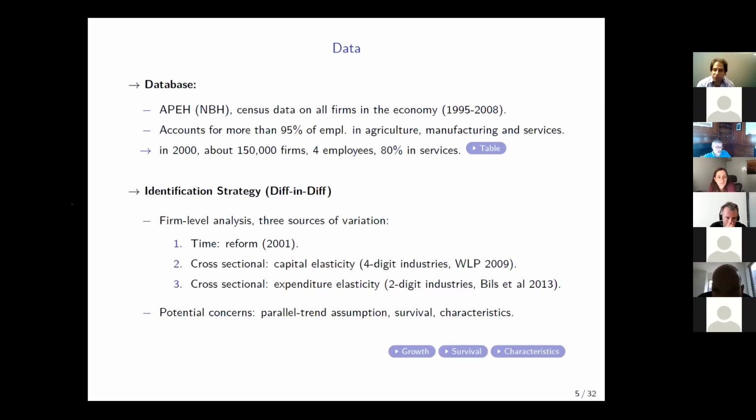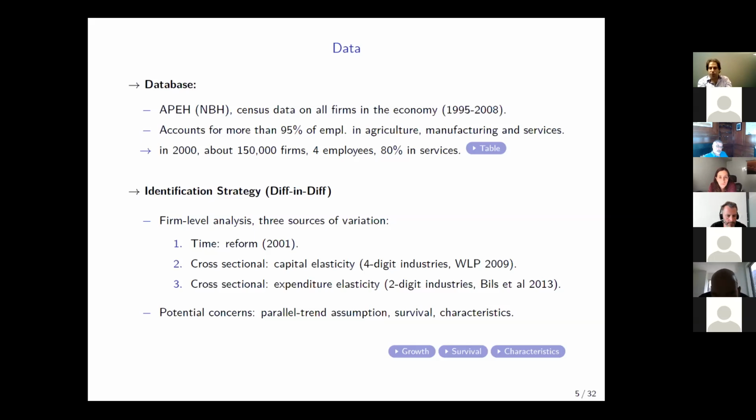The identification strategy is going to be a diff-in-diff, and basically that tells you that we're going to exploit 3 sources of variation. One is time, and the other 2 have to do with cross-sectional variation. So the time is going to come from the reform. Basically, as I already told you, we're going to take this reform as the event in 2001, the big thing that changed, which led to these capital inflows. But then we're going to exploit the reaction to this reform across different characteristics of industries.